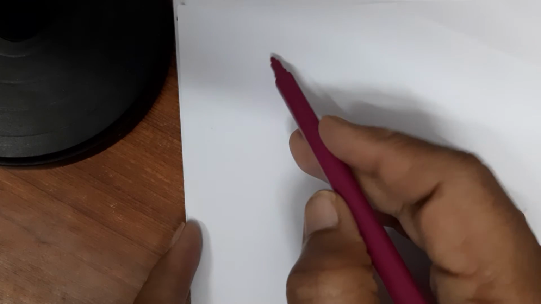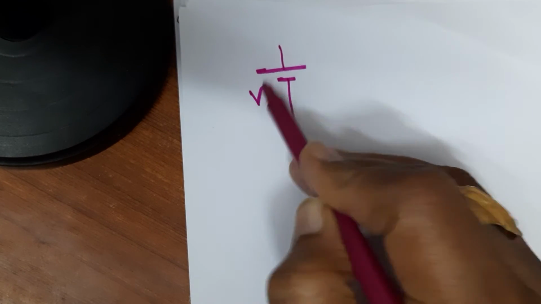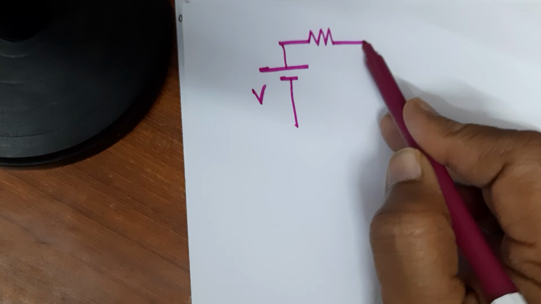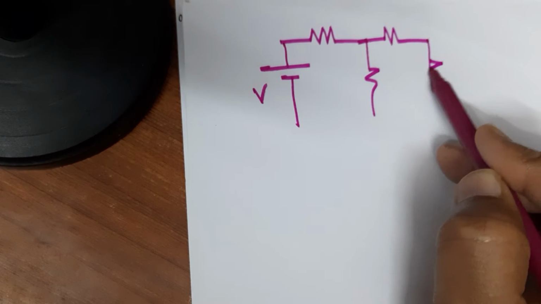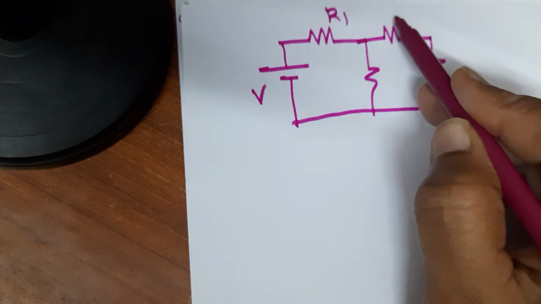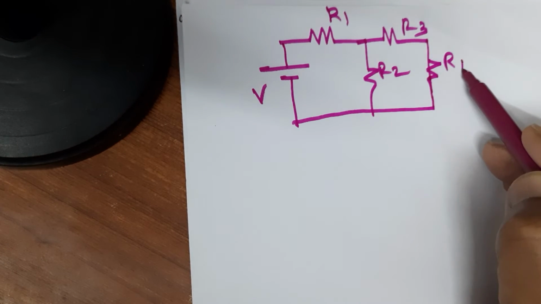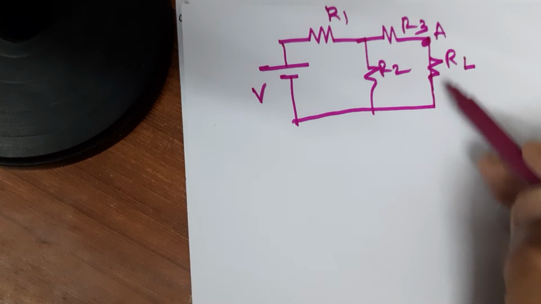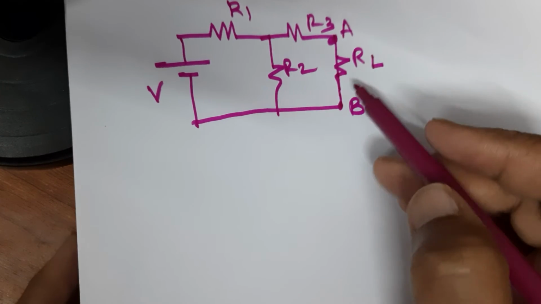Let us consider a circuit like this: a circuit consisting of some voltage and some resistances. This is the load resistance only. So the circuit consists of the voltage, R1, R2, R3 and the load resistance across the terminals AB. Now we are going to find the Norton's equivalent circuit.